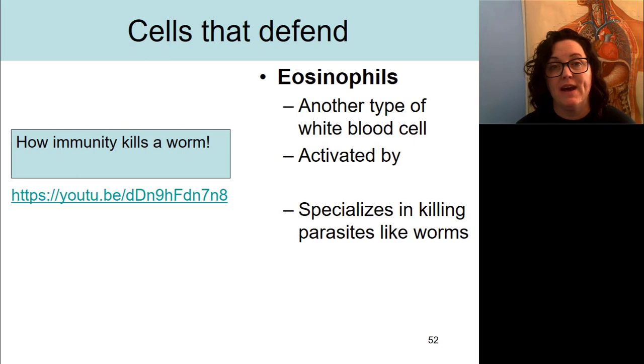One of my favorite non-specific defensive cells is the eosinophil. Eosinophils, like neutrophils and macrophages, are a type of leukocyte, so they are a type of white blood cell. And like those other cell types, they are also activated by cytokines. However, they don't phagocytose bacteria. Their specialty is fighting parasites. In the cytoplasm of the eosinophils, there are enzymes that can be released onto the surface of parasites that will cause them to break down.